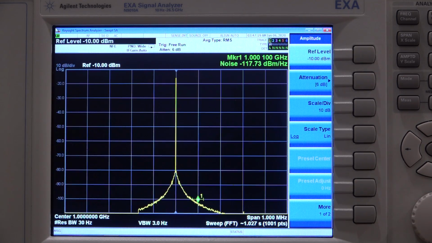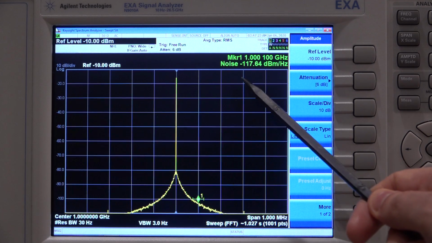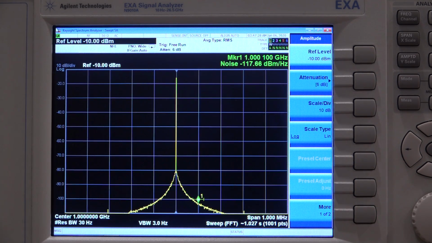And there it is. But wait a second, that doesn't look quite right. This is only a few dB better. This is minus 117 dBm per hertz. This source is supposed to be considerably better at this offset. So what's going on? First of all, the shape looks almost identical to the other source. So why is it that this is not so much better than the other one? Well, I'm going to let you think about that.